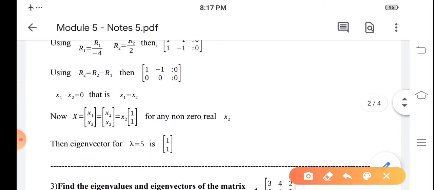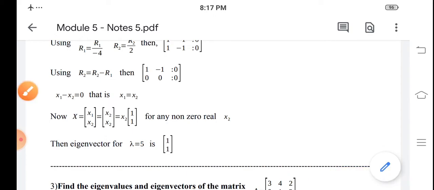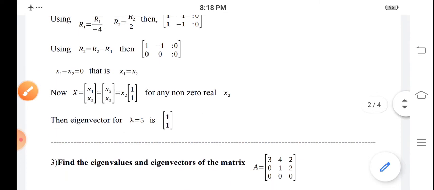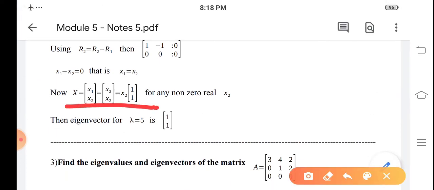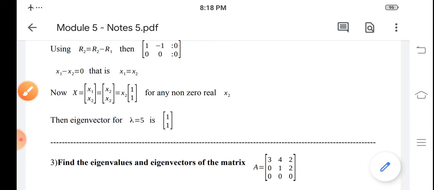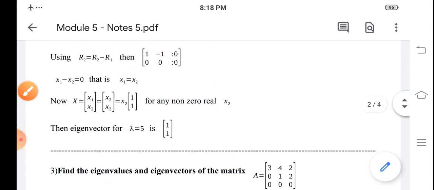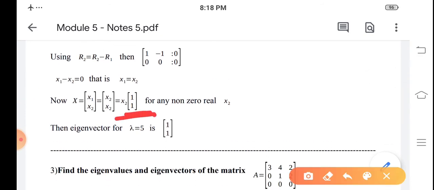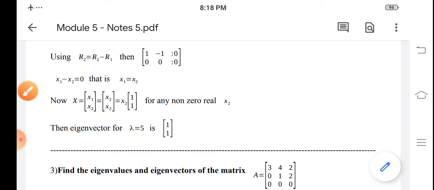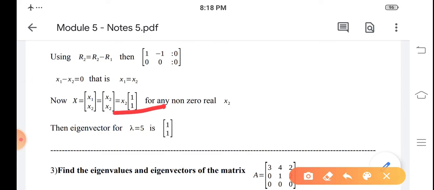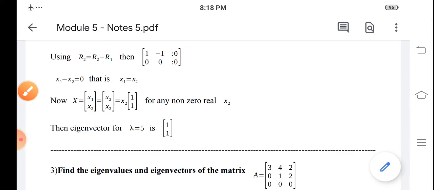Now we write the equation as x1 minus x2 equal to 0. Here, since 1 is a pivot element, x1 is a pivot variable. We write the pivot variable in terms of the free variable, that is x1 equal to x2. Then x is equal to the column vector (x1, x2), and since x1 is x2, we write it as (x2, x2), or x2 times (1, 1) for any non-zero real x2. Now we take the eigenvector as (1, 1) for lambda equal to 5, or any non-zero multiple of this is an eigenvector for lambda equal to 5.